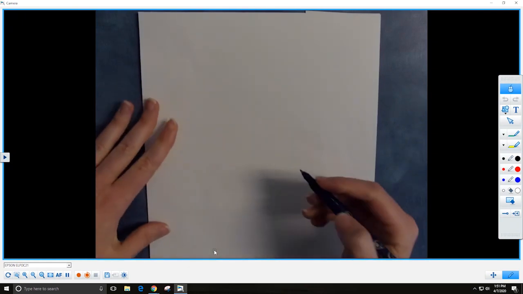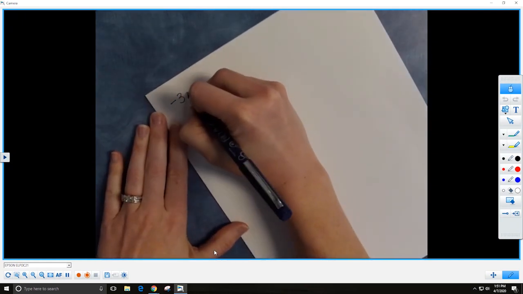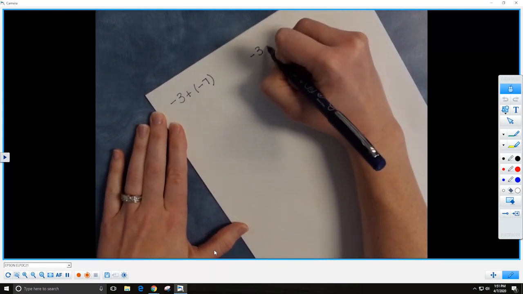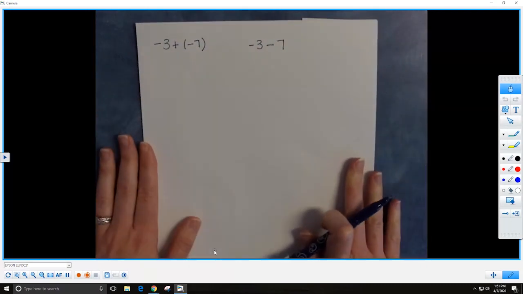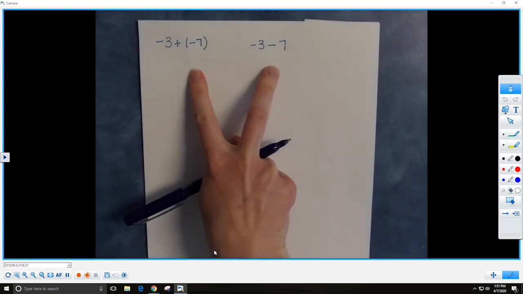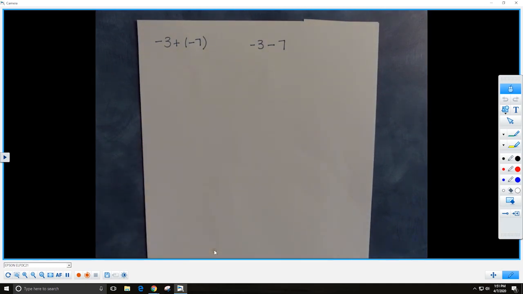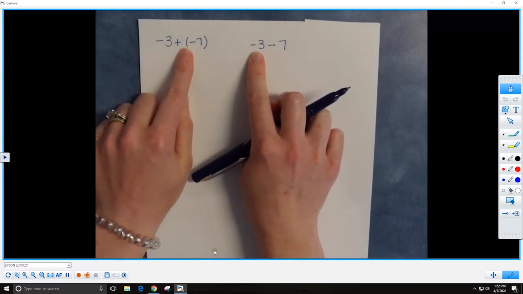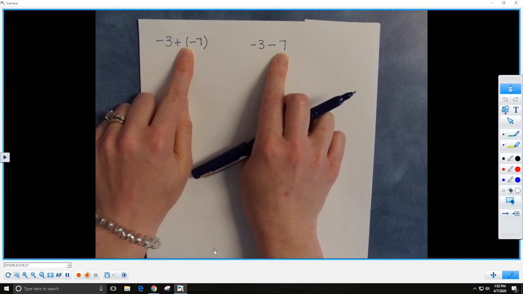I want you to think about these two expressions: -3 plus -7 and -3 minus 7. Remember that expressions do not have equal signs. What I want you to think about is, how are these two expressions different and how are they the same? Well, they both have the -3, but one is adding -7 and the other is subtracting +7.